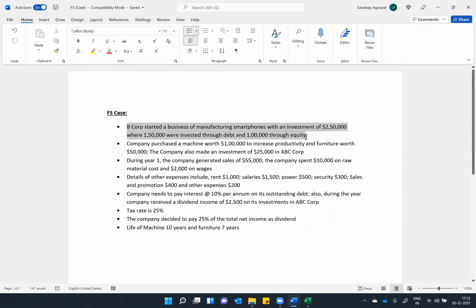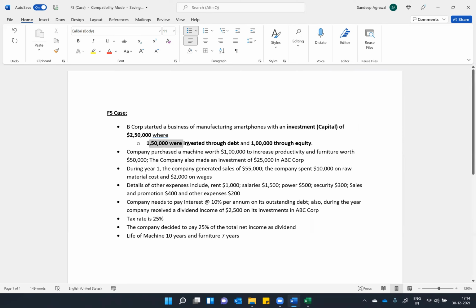So this is my first entry. What does it say? B Corp started manufacturing smartphones with an investment of 2,50,000, where 1,50,000 is invested through debt and 1 lakh is invested through equity. So what is happening in this case is that we are starting a business and we've got an investment, or you can say a capital, that we have received to start a business, where 1,50,000 was invested through debt and 1 lakh through equity, right?